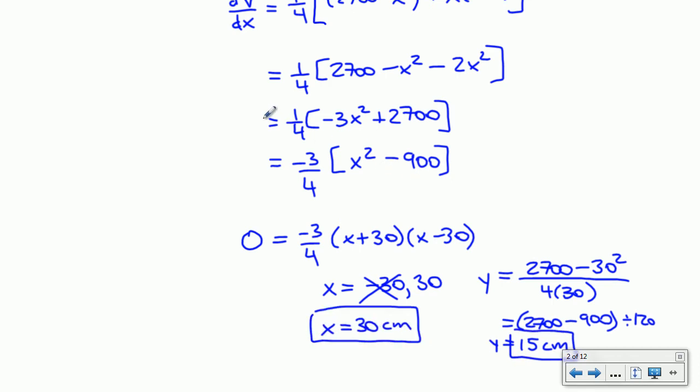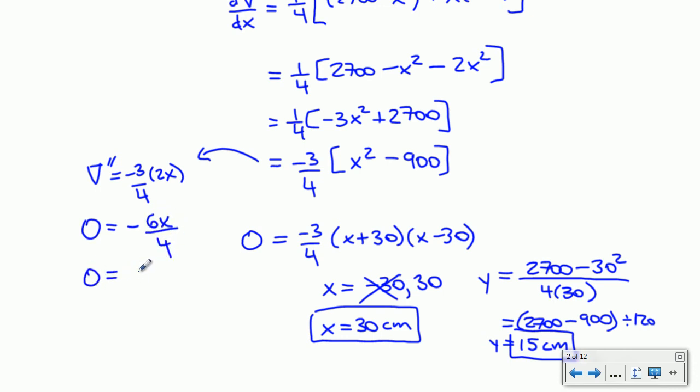Now it would be good practice to confirm whether or not this is actually a maximum point. So what I should do maybe is take the second derivative. So I'll start with this and take the second derivative and see what happens. So this would be negative 3/4, and the derivative of that stuff would be 2x. So negative 6x over 4, which would be negative 3x over 2.